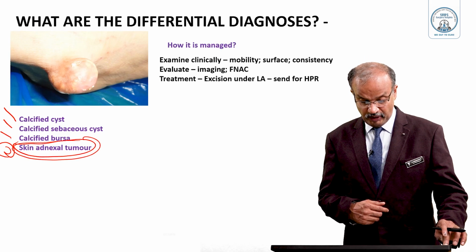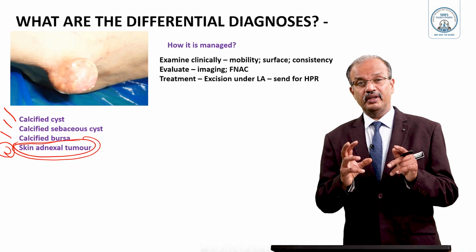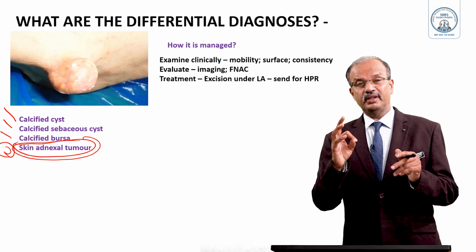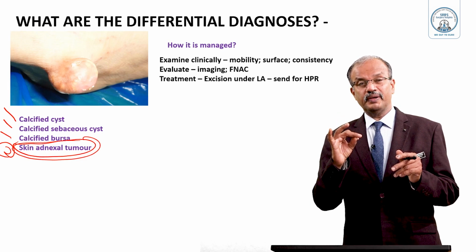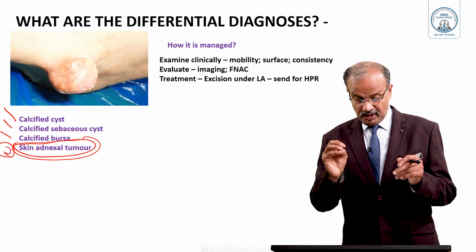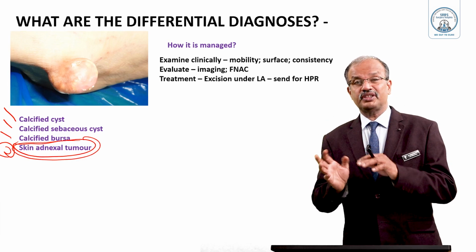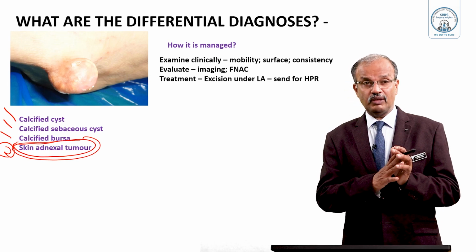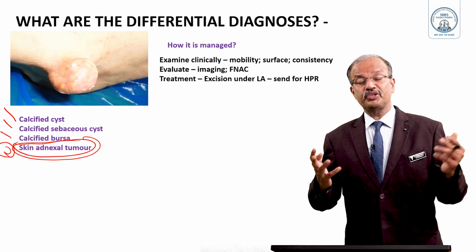And how is it managed? Examine clinically: temperature, tenderness, border, surface, nodularity, whether the skin is free or not, mobility in two directions, always mobility should be checked in two directions, and consistency. After surface, consistency should come. Evaluate afterward, after clinical examination, and the regional lymph node should be examined.